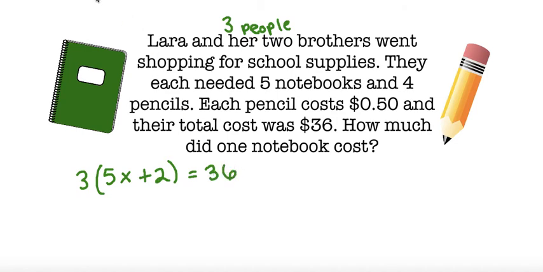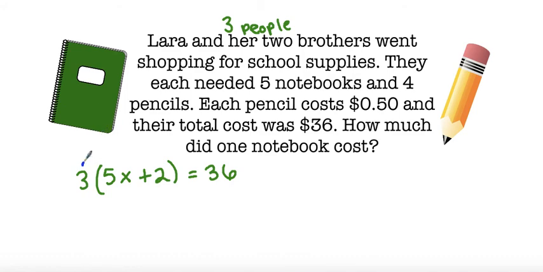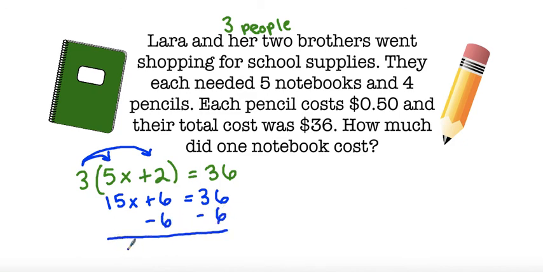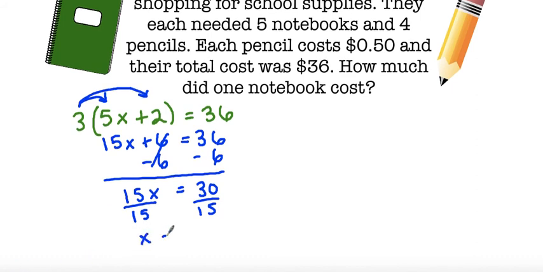And so here you could go about it one of 2 ways. You could either distribute or divide by 3. So since we divided by 2 in the previous problem, I'm going to distribute here. So 3 times 5x is 15x. 3 times 2 is 6, is equal to 36. So what we're going to have to do first is subtract 6 on both sides. So 15x is equal to 30. And if I divide by 15 on both sides, x will equal 2. So that means that one notebook costs $2.